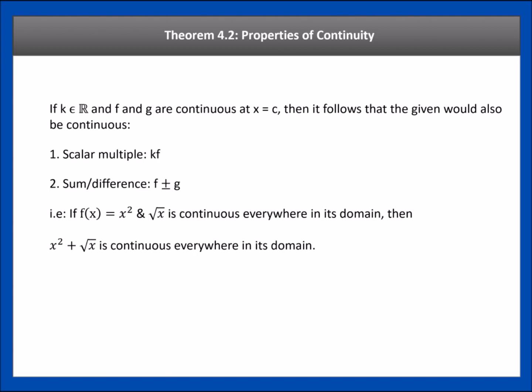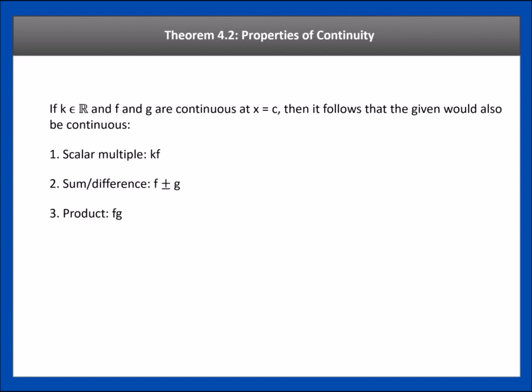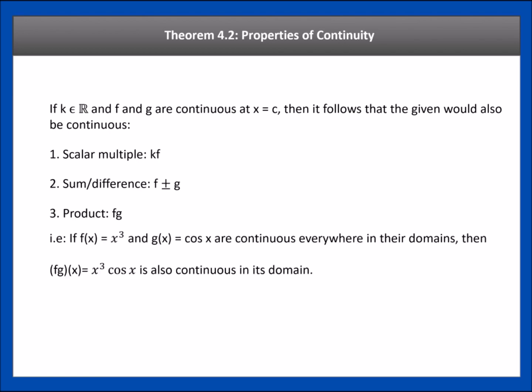So if I have x squared as a function and square root of x as a function, we know those are continuous everywhere. So if I add them together, that must also be continuous everywhere. If I take two functions that are continuous at c and I multiply them, the result is also continuous at c. So if I have x cubed and cosine x, we know that those are continuous everywhere.